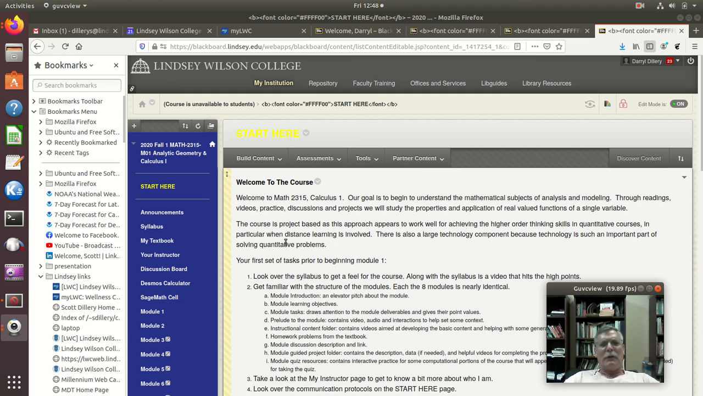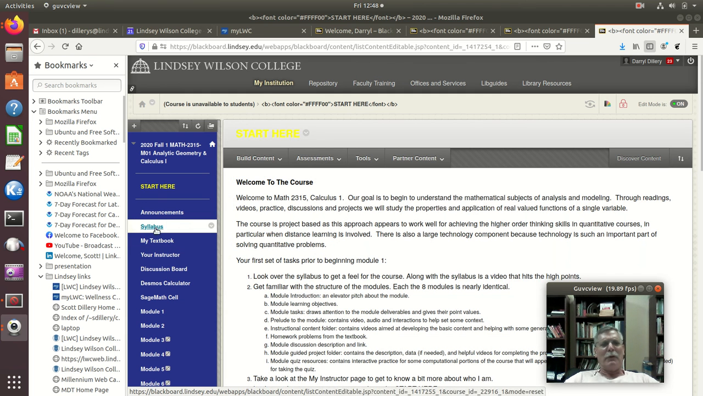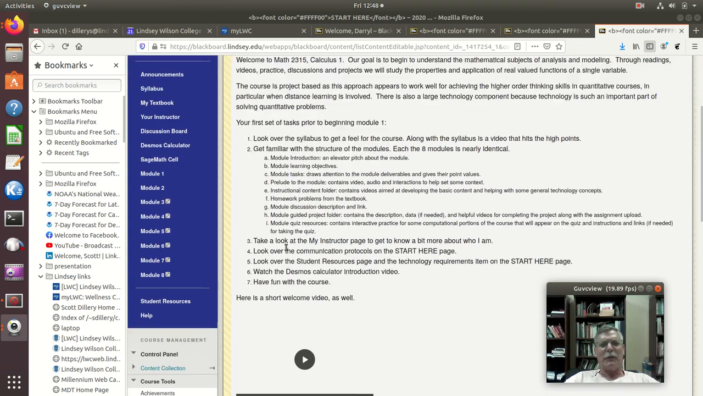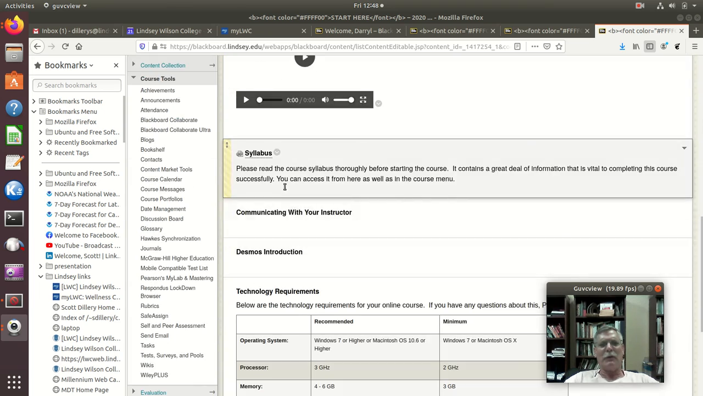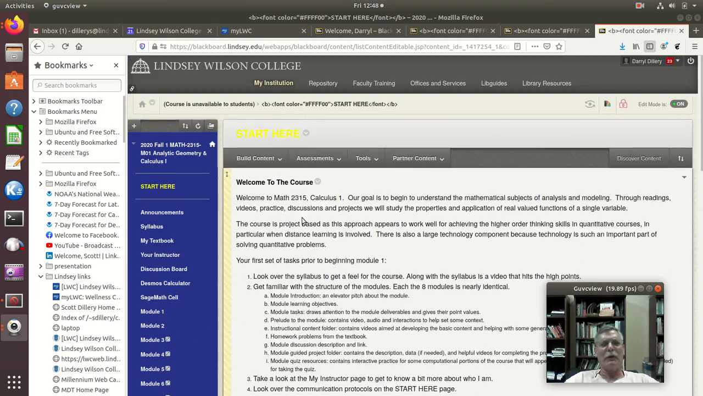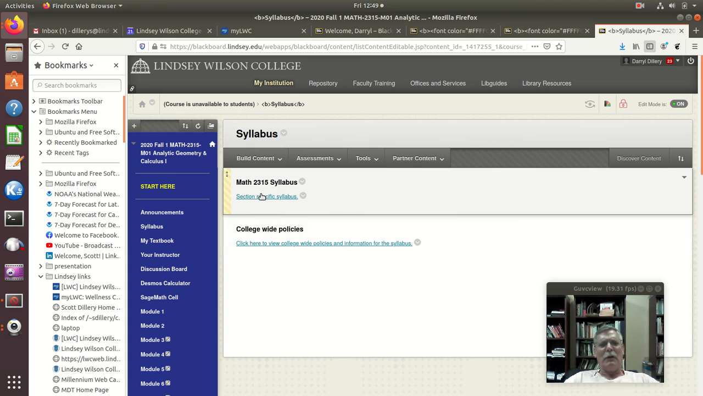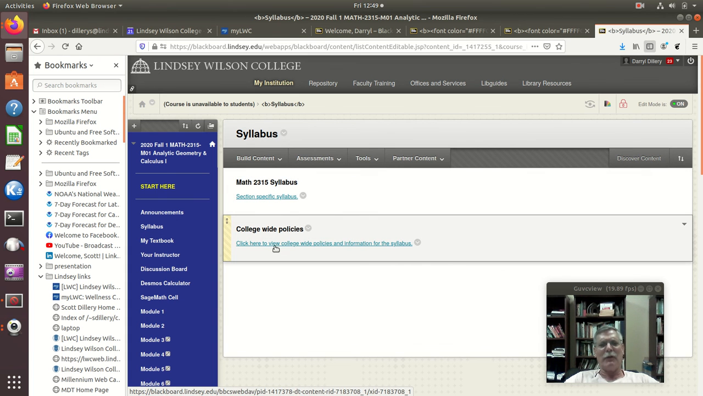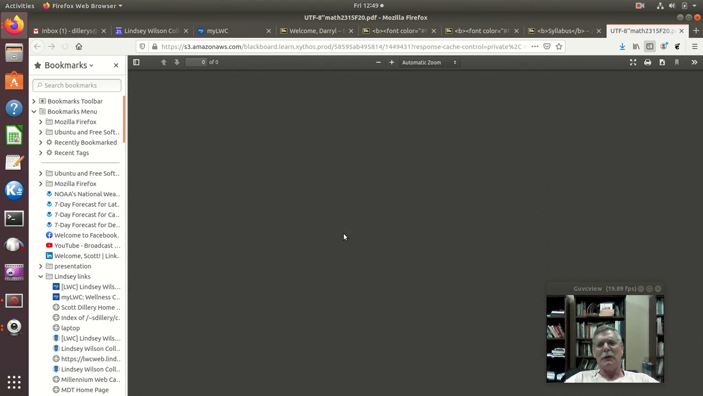All right, well, let's look over the syllabus. So, over here is a link to the syllabus on the Start Here page. There is the syllabus thing. So you got to this page on the syllabus somehow or other. I get there, and here's our section-specific stuff. College-wide policies, every syllabus has these. So here is specific to our course.